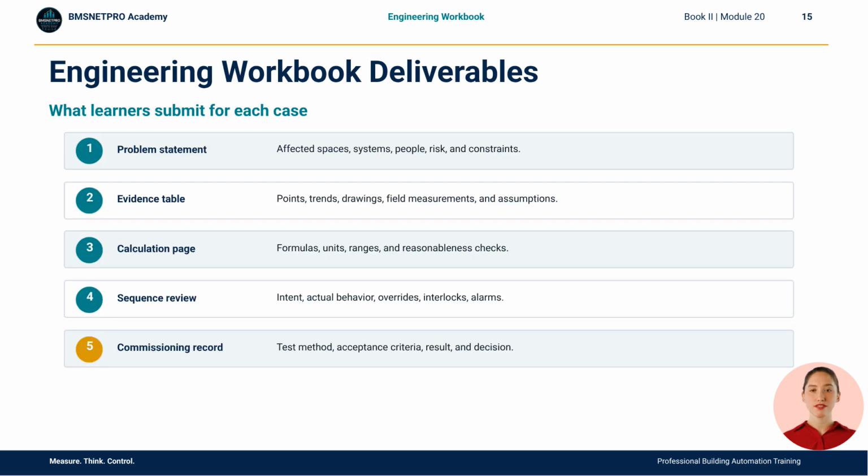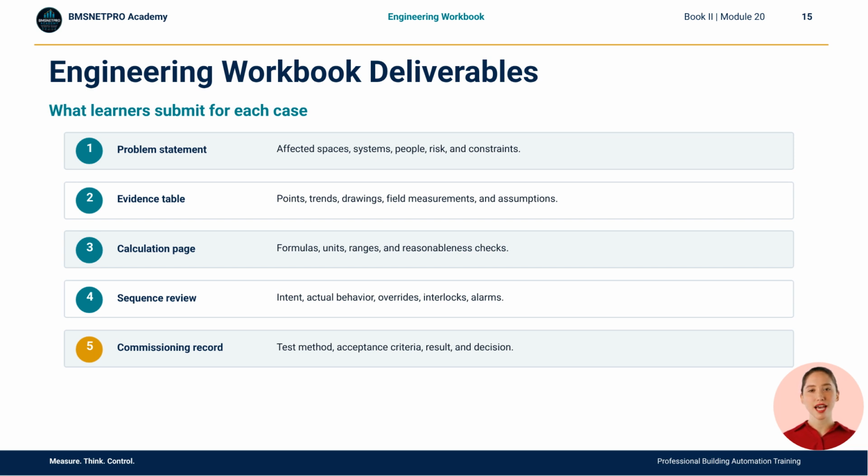The workbook deliverables are intentionally practical. For each case, learners submit a problem statement that defines the affected spaces, systems, people, risks, and constraints. Then they create an evidence table. This includes BAS points, trends, drawings, field measurements, maintenance history, and assumptions.